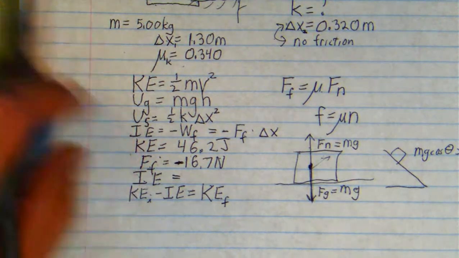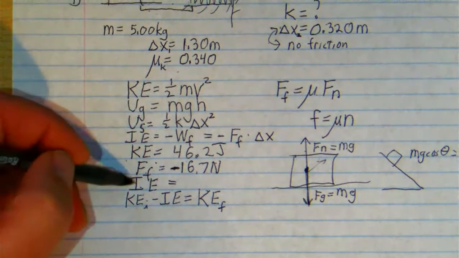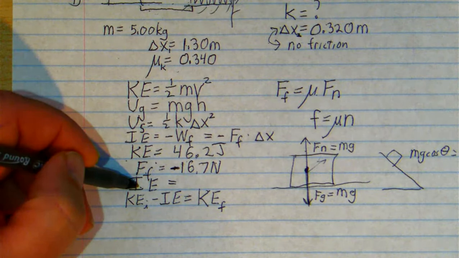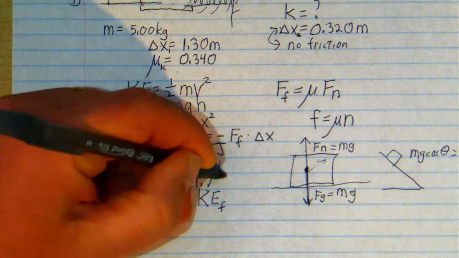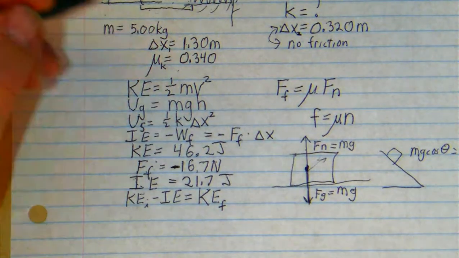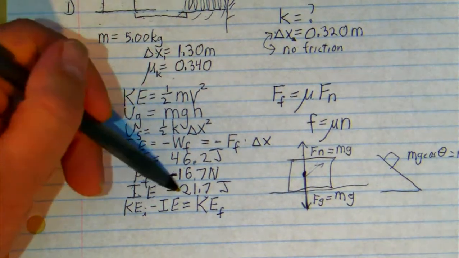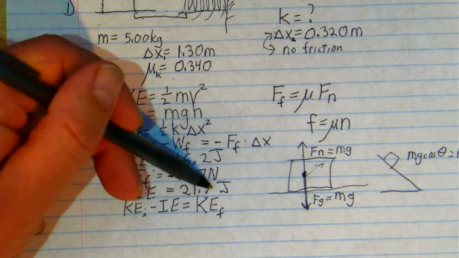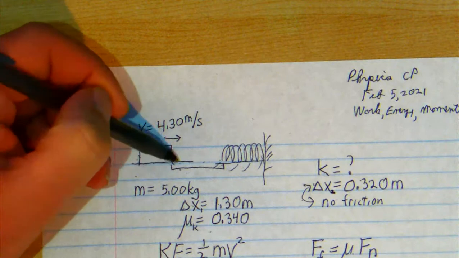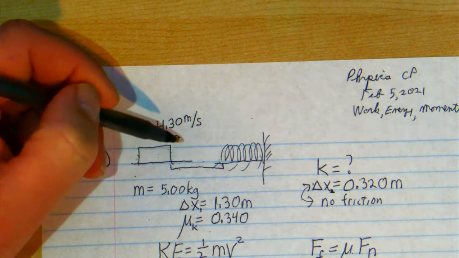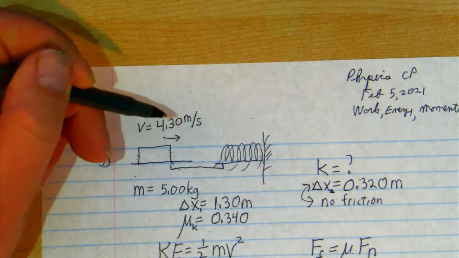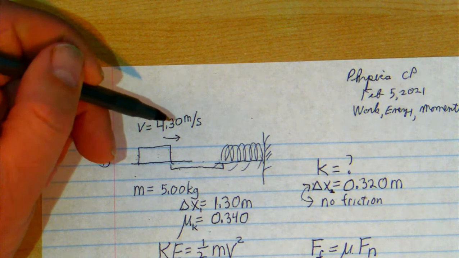Okay, so what my students have calculated is that the internal energy is 21.7 joules. And one student was wondering, well, should that be a positive number or a negative number? So let me try to clarify. Friction always opposes the actual or attempted motion. Friction is always in a direction opposite to the actual or attempted motion.